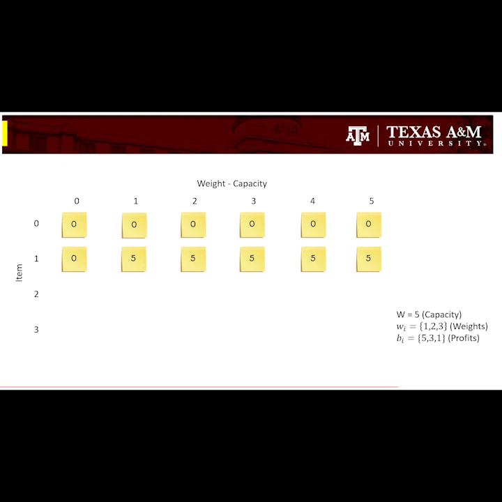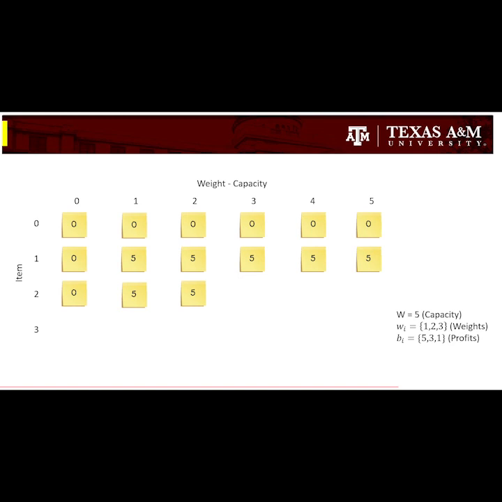Then we look at item 2. Again, if there's no room for item 2, well, we just don't have any profits. But we look at a weight capacity in the knapsack of 1, and we consider adding item 2. Well, item 2 has a weight of 2, so we can't really add the item into the knapsack. So, of course, the best possible scenario there is to keep item 1 in there, which has a profit of 5. Same goes for 2, right?